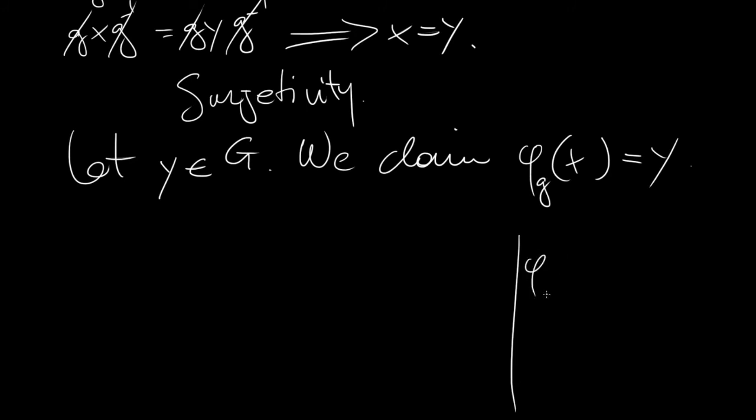What my little phi of g of x does is multiply on the left side by g, my element x, and on the right side by g inverse. What if I want to cancel this? I would multiply this by g inverse and this by g. In this case, I would have that my function of x is equal to x. So how about I want a y over here?